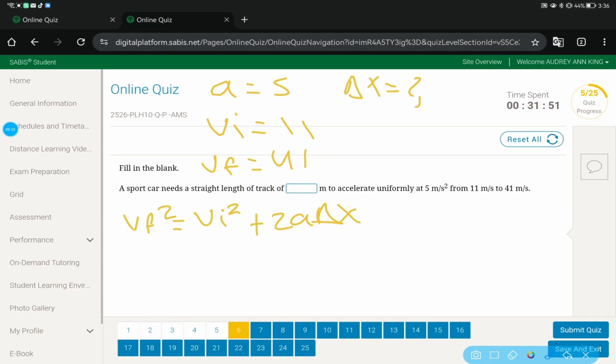So, replacing, 41 squared equals 11 squared plus 2 times 5 times delta x.